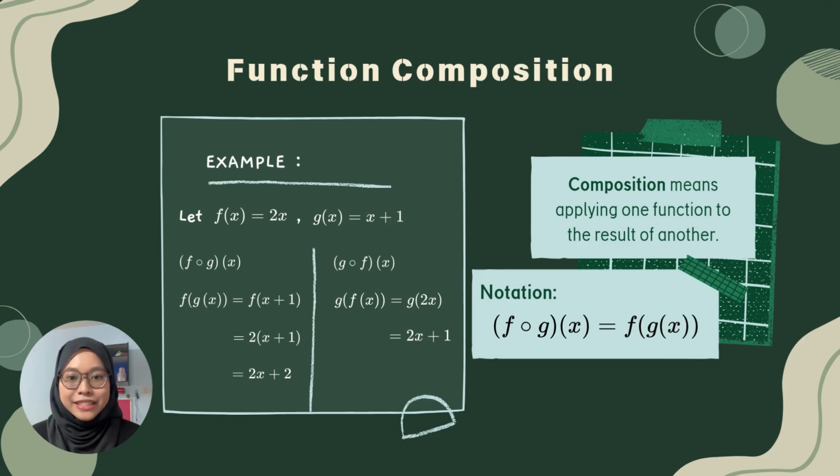Next, let's find the g of f function. g of f equal to g(f(x)), and you get g(2x). Now we can plug the 2x into the function g. We get g(2x) equal to 2x plus 1. We should take note that f of g is not equal to g of f. So, composition is not commutative.